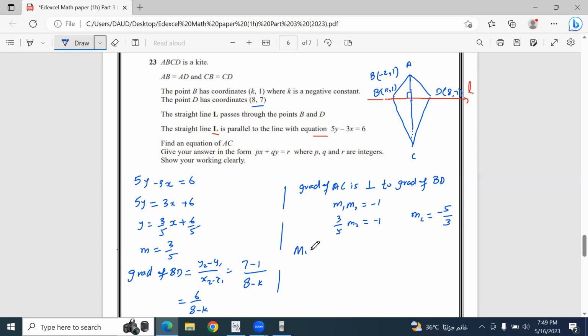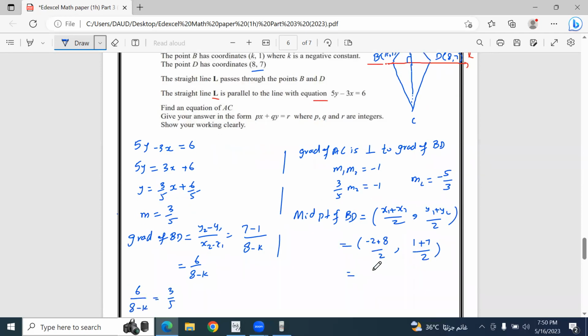Okay, so the midpoint of BD, I will apply the formula x1 plus x2 over 2, y1 plus y2 over 2, and that gives us what? We know the values of coordinates B and D. So minus 2 plus 8 over 2 and 1 plus 7 over 2, which is equal to 6 over 2, 8 over 2. The final answer is 3 comma 4.